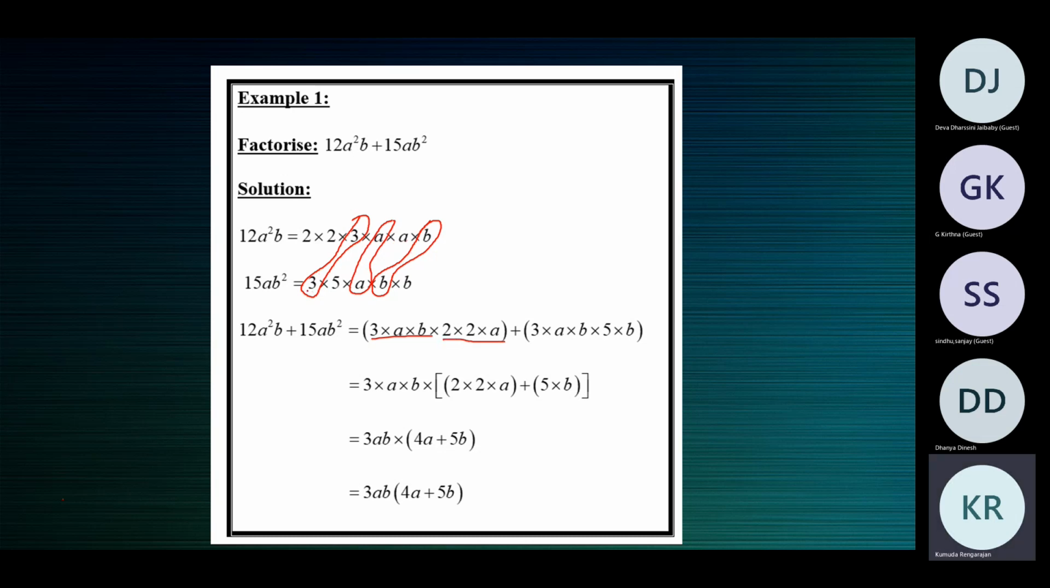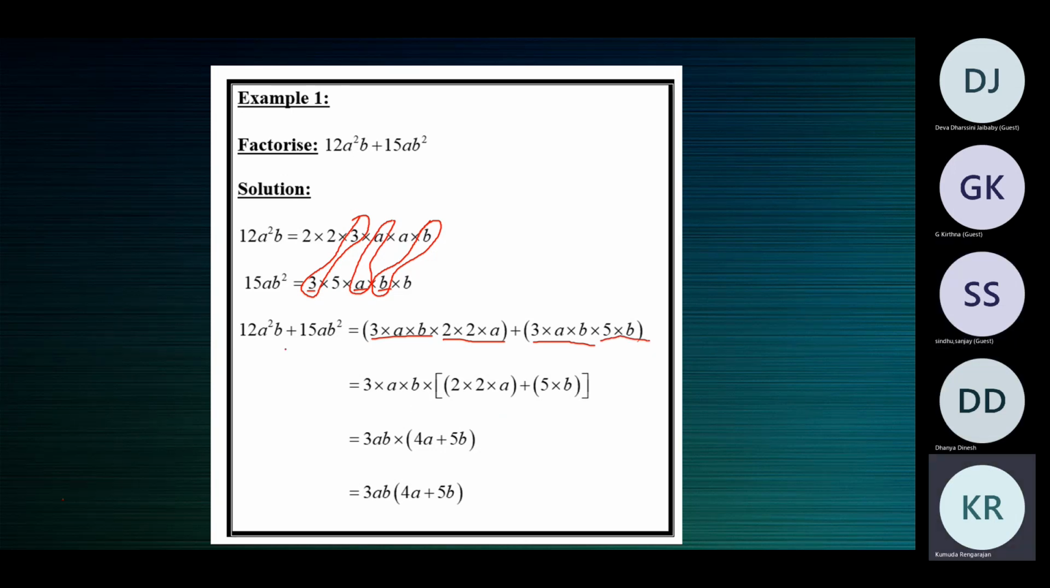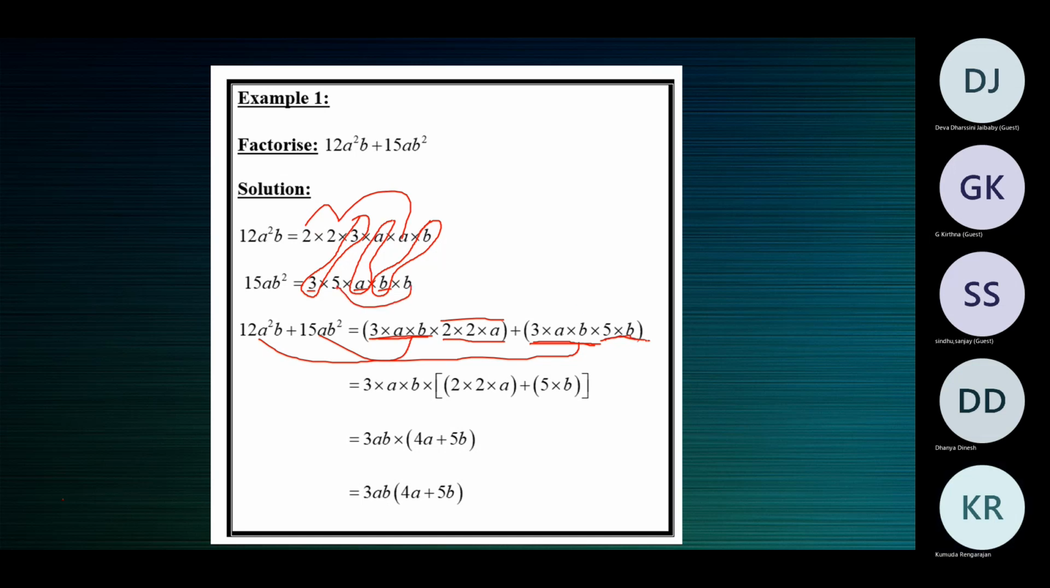And this one also has 3AB, right? That common thing you write first. 3AB into 5 into B. Understand the presentation? Yes, ma'am. This is 12a square b, and this is 15ab square. Here we have changed the order. We have written 3ab first because that's common, and then 2 into 2 into a, then 5 into b.